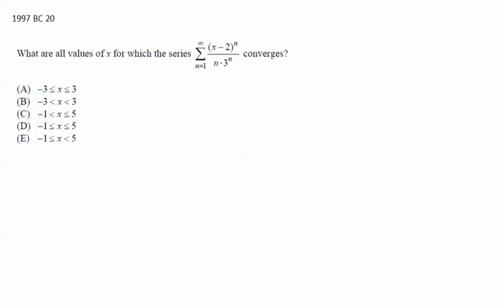1997 BC 20, we're asked for all values of x for which this series converges. So we're looking for the interval of convergence. Now, a couple of shortcuts that you can use in some of these cases. I can tell that this is going to be the center. The center is going to be x equals 2.